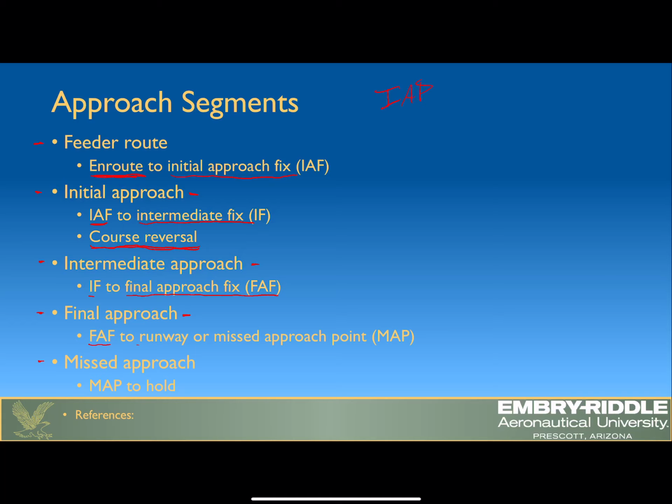So the FAF, or the final approach fix, down to the runway, or the missed approach. So let's say you don't have the runway in sight, then you would execute your missed approach. And then missed approach is MAP to the hold. So there's typically a hold after a missed approach. So let's talk about each portion of the approach segments.